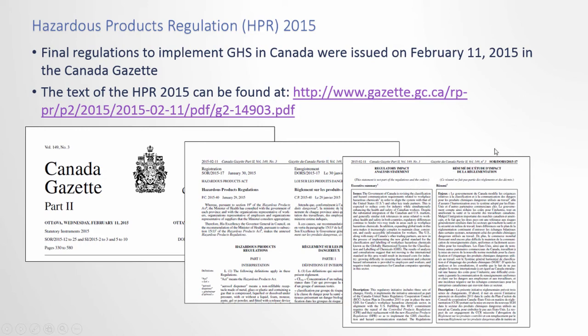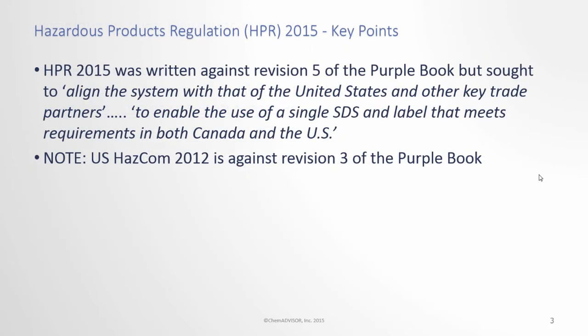However, it does provide some very useful insight into how this regulation was developed and how it relates to other jurisdictions. So let's highlight a few key points at this point. HPR itself was written against Revision 5 of the Purple Book, but it did state that it sought, and I put this in quotes, to align the system with that of the United States and other key trading partners to enable the use of a single SDS and label that meets requirements in both Canada and the U.S.